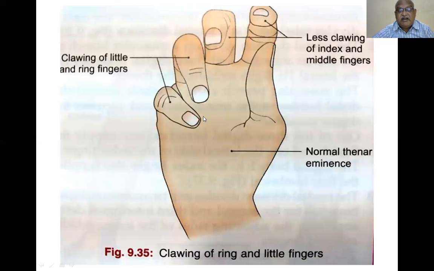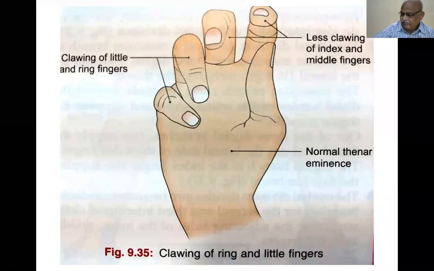So this is clawing of ring and little fingers. Already I told you the claw hand, clinical anatomy. So you must recollect it. It is a revision class, a fast revision class, and I have to cover the majority of the subject in this one. So you have to recollect, you have to read it repeatedly.